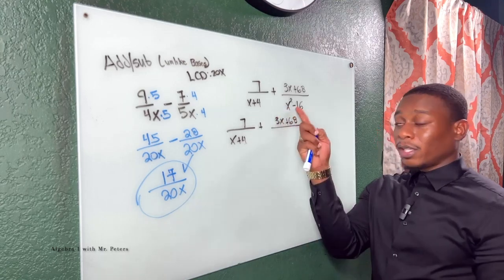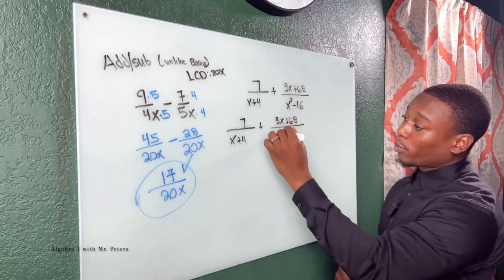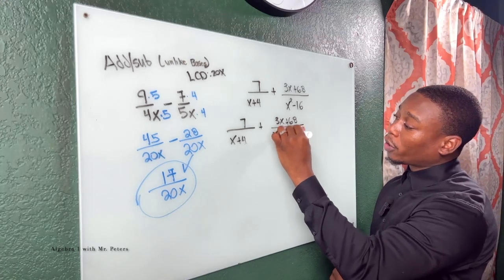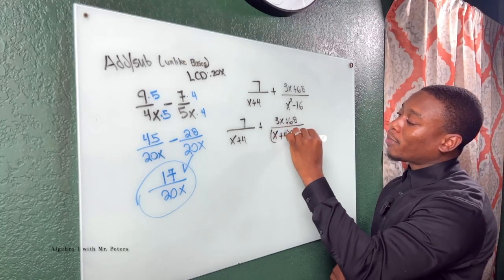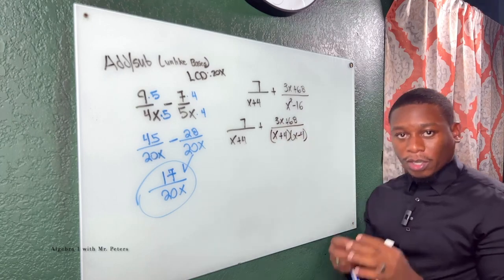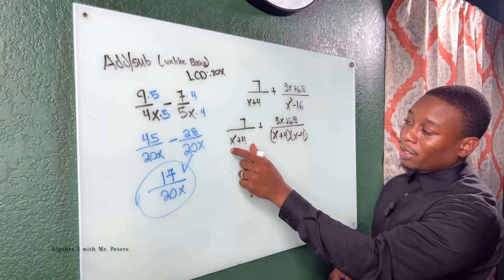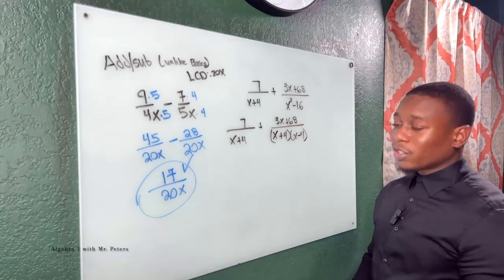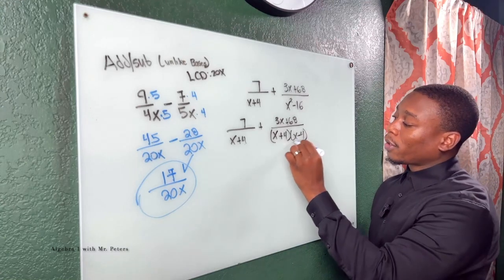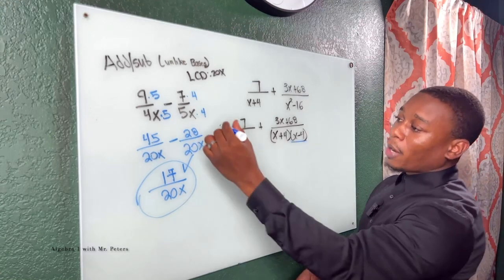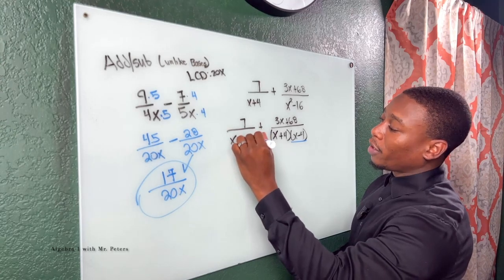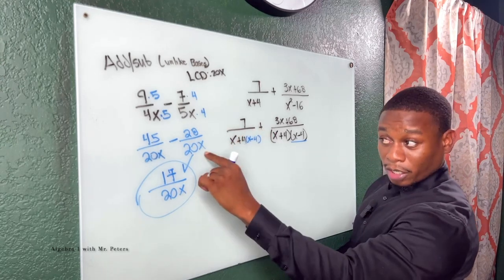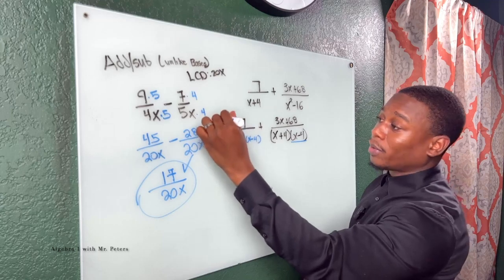However, this is the difference of squares. So now this breaks down to x plus 4 times x minus 4. So for us to combine these, this denominator is only missing what? X minus 4. So now I'm going to come over here. Let's fill it in the bottom. And just like here, what we do to the bottom, we do to the top.